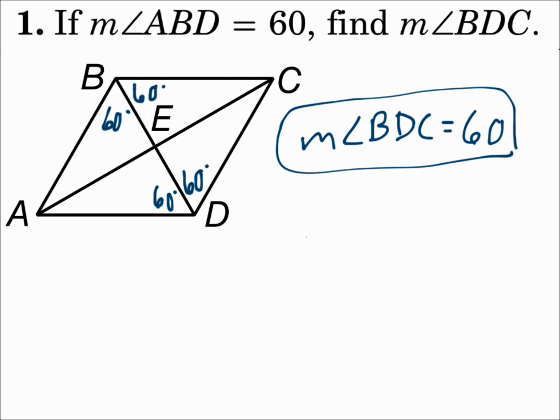In a rhombus, the diagonals bisect opposite angles. And for each pair of opposite angles, those 4 halves are always congruent in a rhombus.